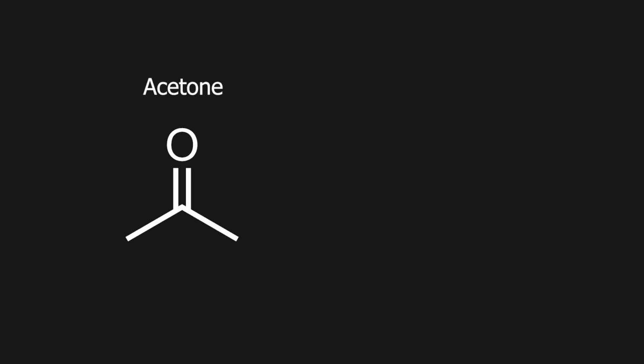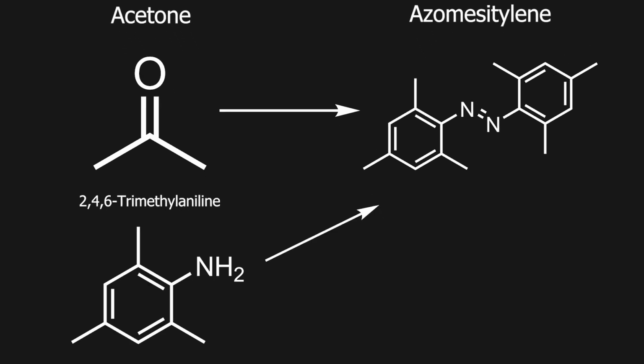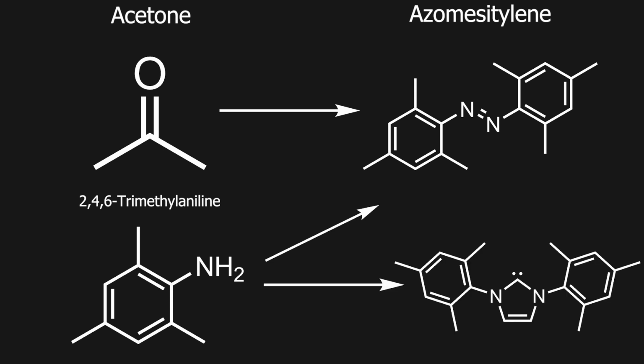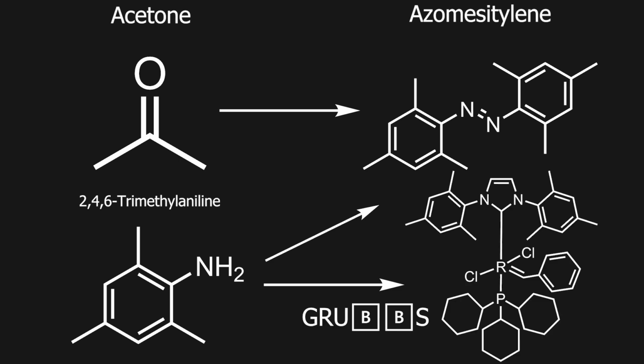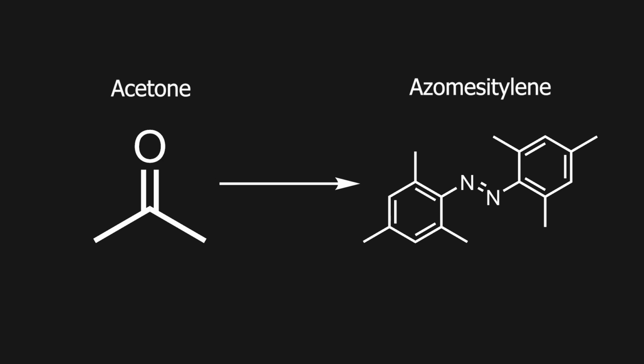So starting with acetone, we can eventually make azomethylene, which is a red azodye. The precursor 2,4,6-trimethylaniline is also an important reagent, like for the synthesis of stable carbenes, such as IMAS, which is a common ligand in organometallic chemistry, especially for Grubbs catalysts. But derivatives of IMAS can also be used as a catalyst themselves. But how is that made from acetone, you might ask? Let's dive a little deeper.